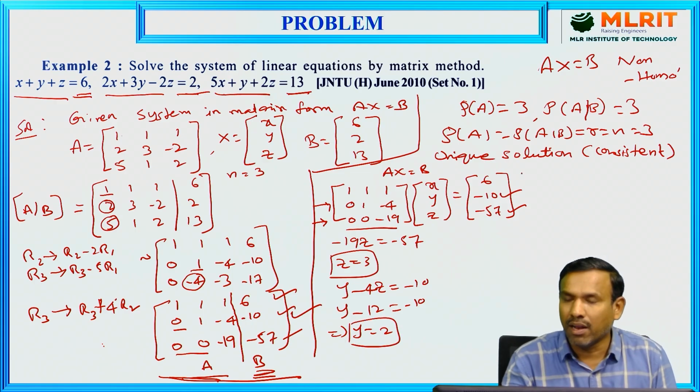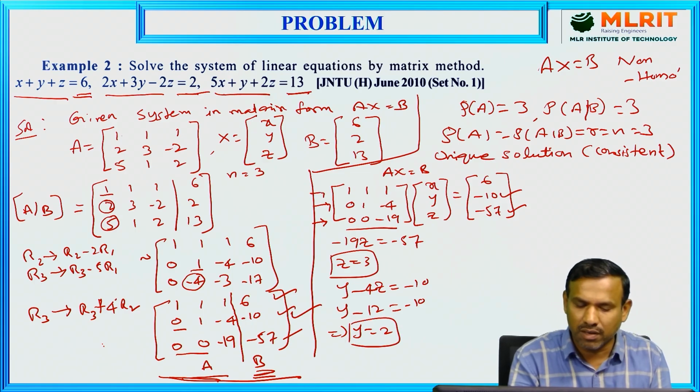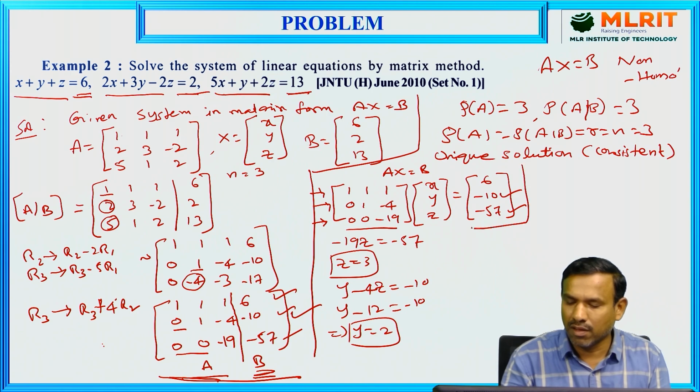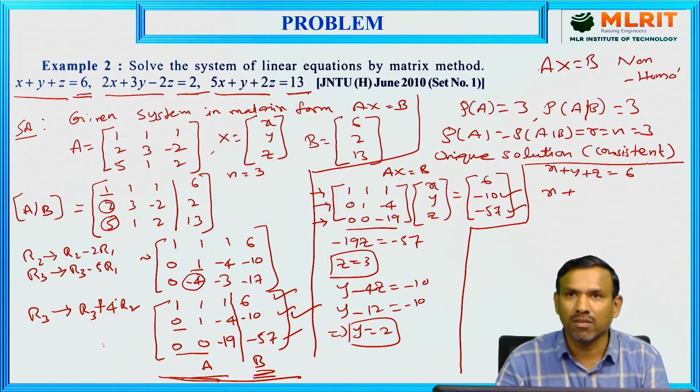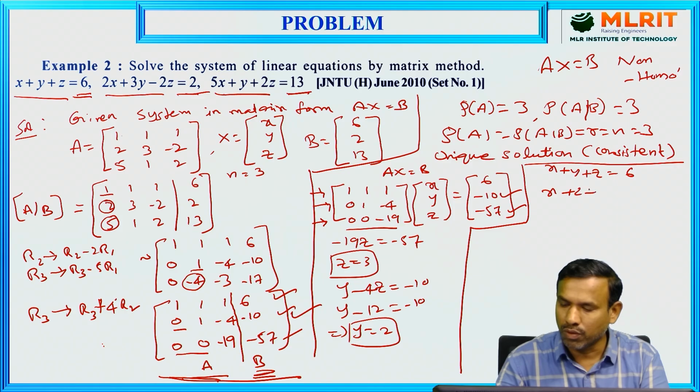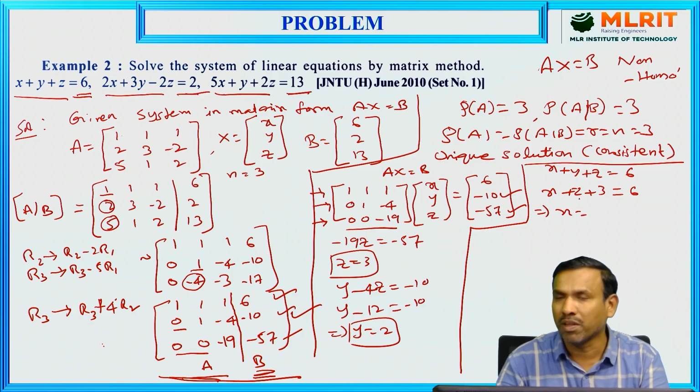Next, the x value. To get the x value, take the first equation. So here x plus y plus z is equal to 6. So x plus y value 2, z value 3, is 6. So x plus 2 plus 3 is equal to 6, right? X is equal to 6 minus 5. 2 plus 3 is 5, taken to the other side, minus 5. So 6 minus 5, 1.